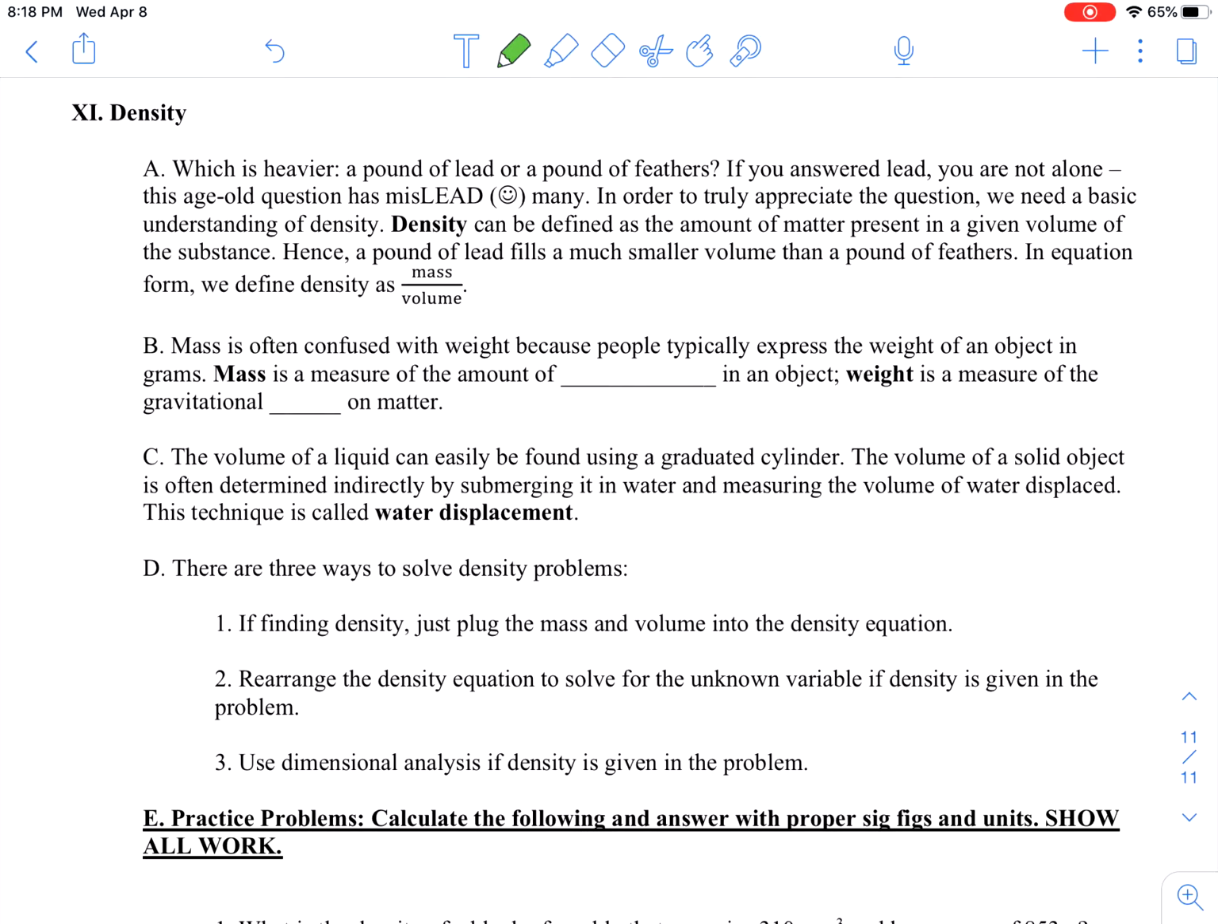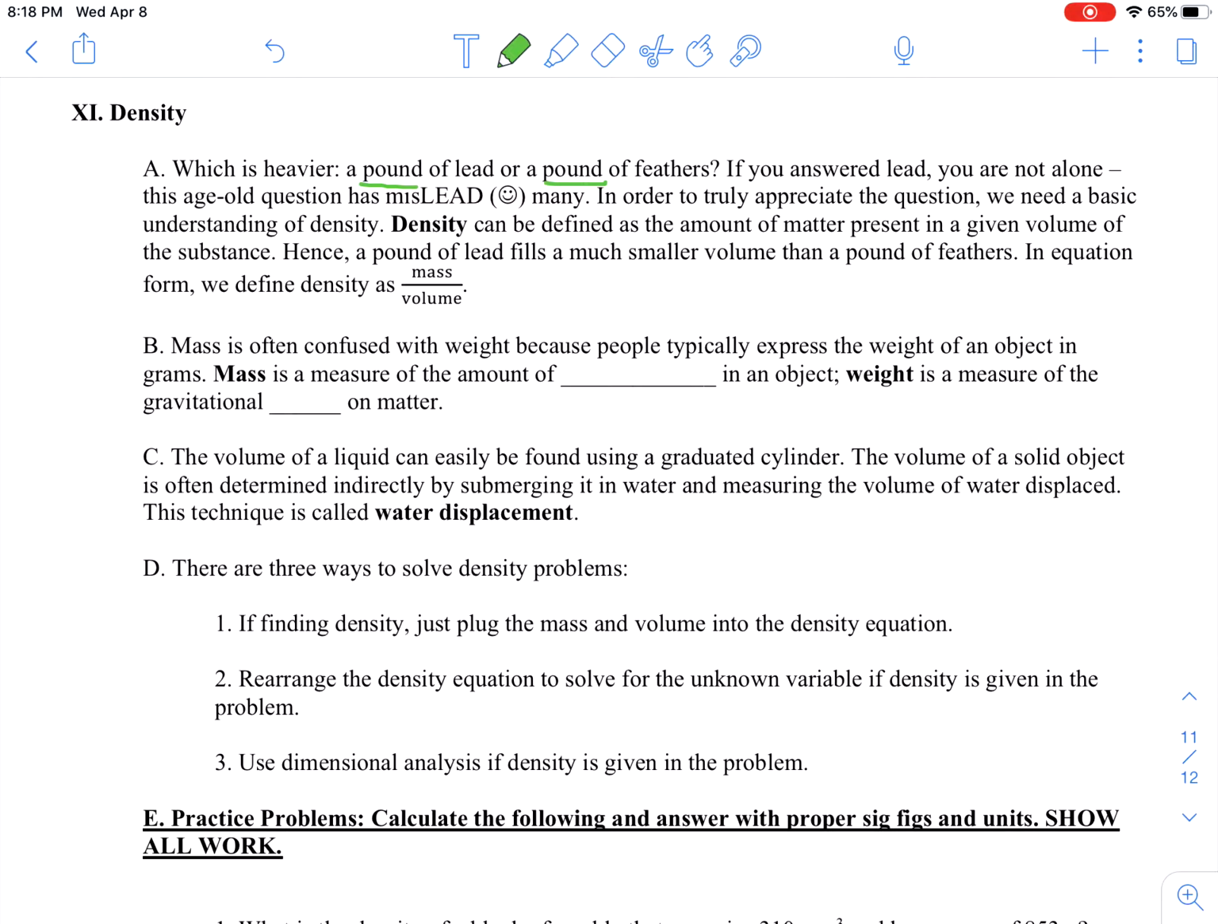Think about that for a moment, and hopefully you recognize that while it may seem like feathers are a lot lighter, we are told we have a pound of both. So we have the same weight of both of those, which means we must have a different volume of those two things, right? We have a whole heck of a lot less lead than we have of feathers, but they both weigh the same amount.